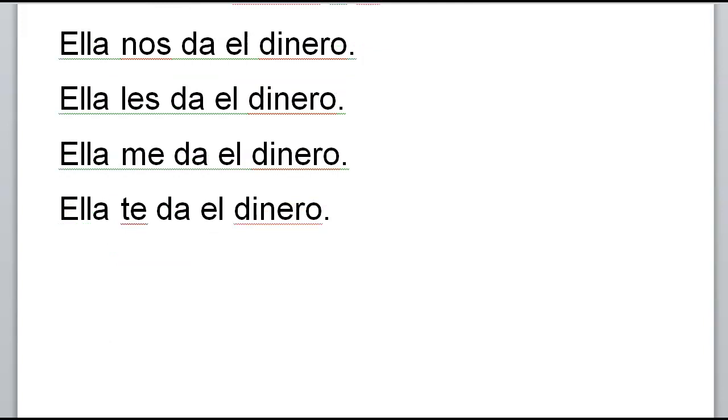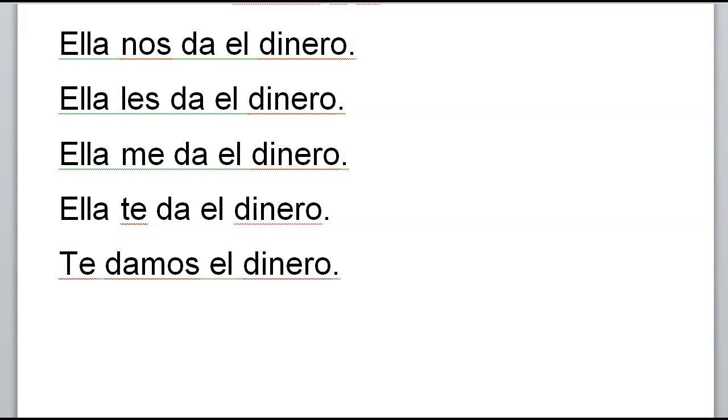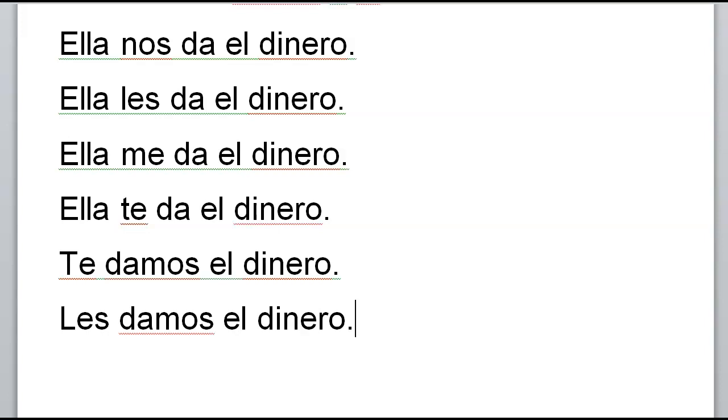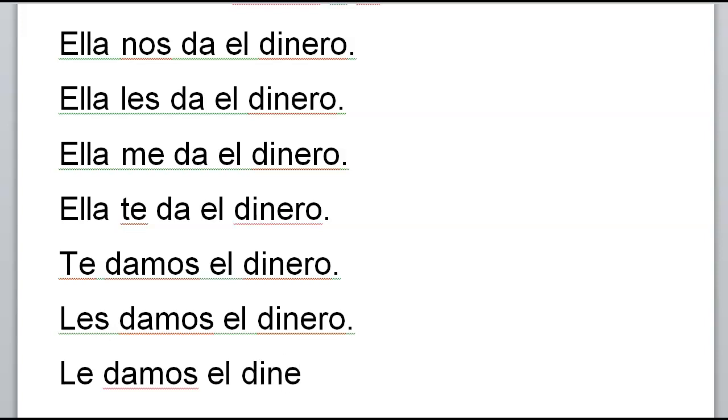Okay, we give you the money. I'm going to leave out the nosotros because it's not necessary. So we give you the money, informal you. Te damos el dinero. We give them the money. Les damos el dinero. I'm not going to put in the clarifier. Les damos el dinero. We give her the money. Le damos el dinero a ella. Okay.